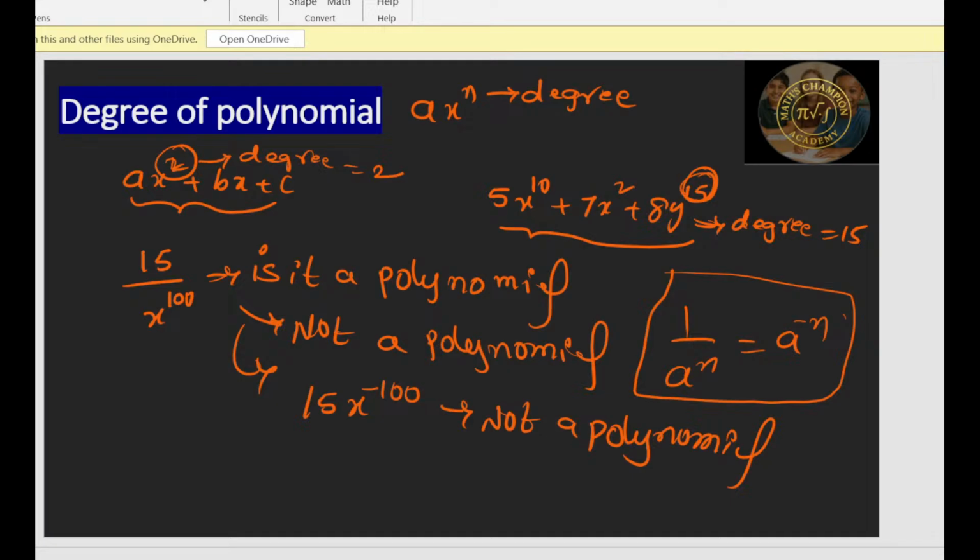Okay, degree understand? Highest power you have to take. For example here 4x y z power 10 is there, then what is the degree of this polynomial? You have to add all. Multiplication is there, here power is 1, here power is 1, so you have to add 1 plus 1 plus 10, that is 12. So the degree of this polynomial is 12. I hope it is understanding.